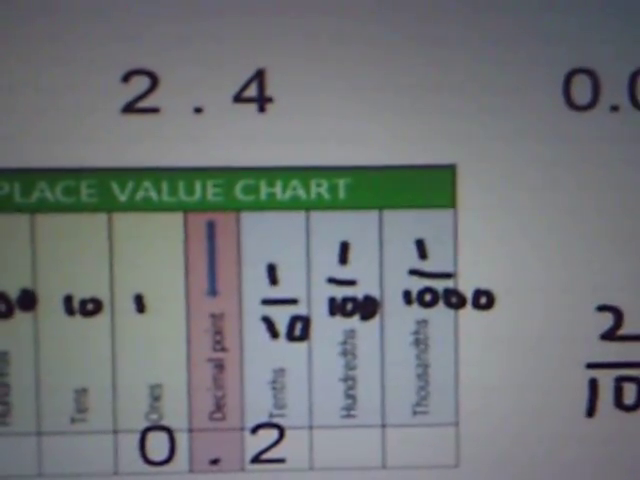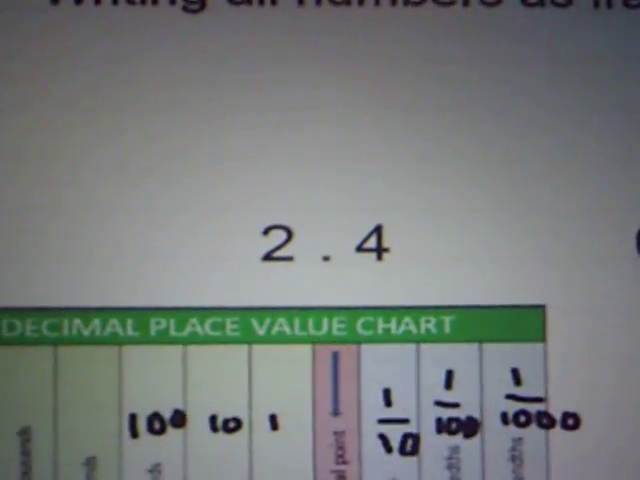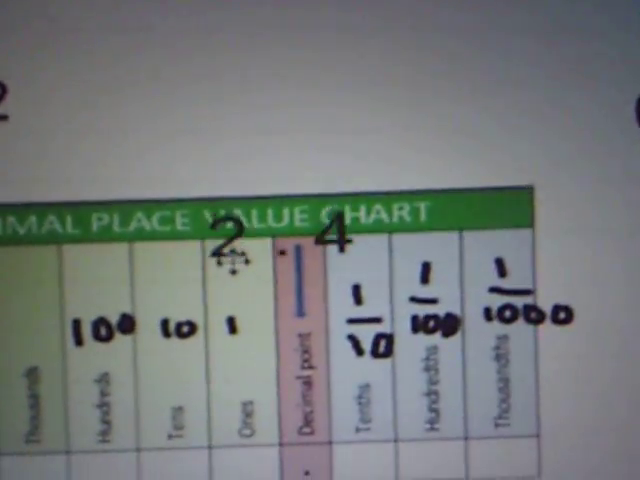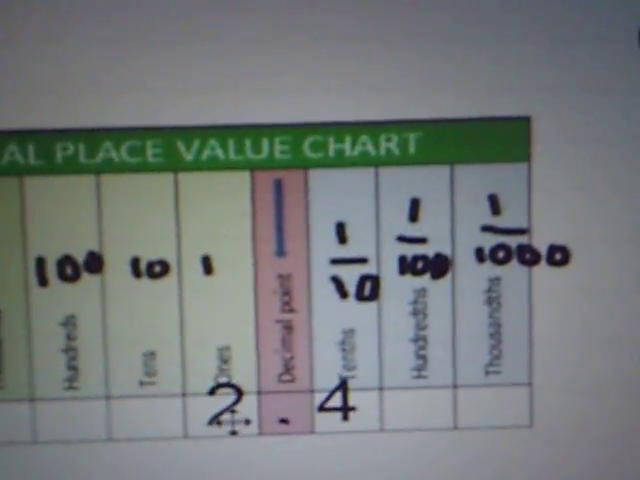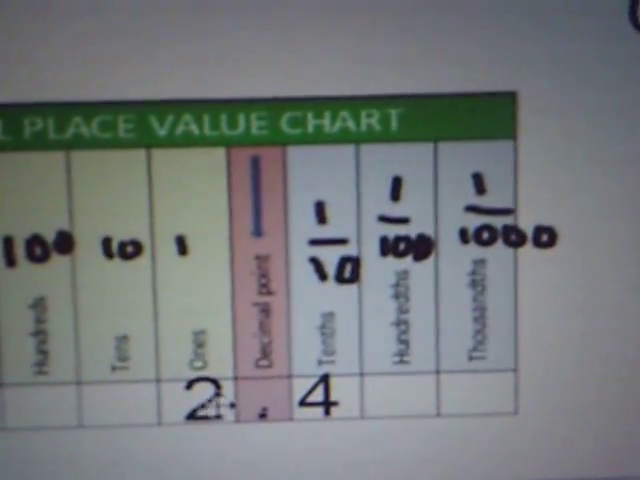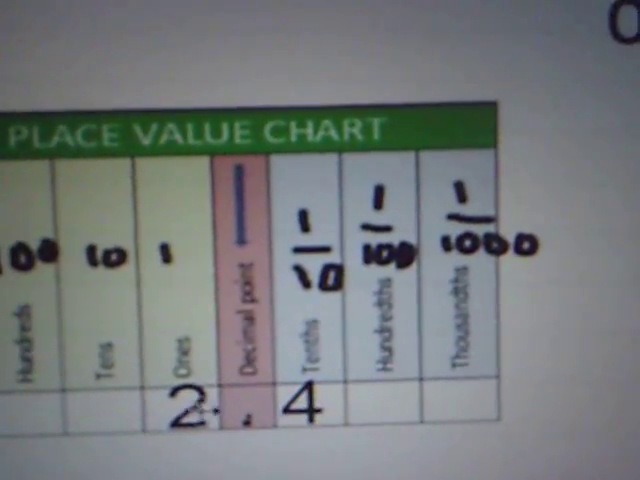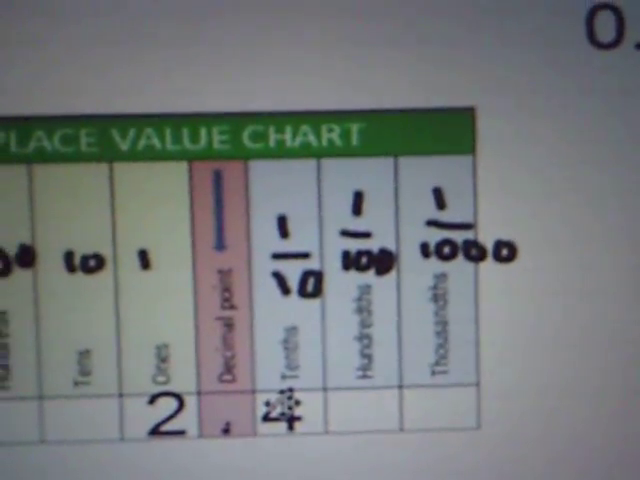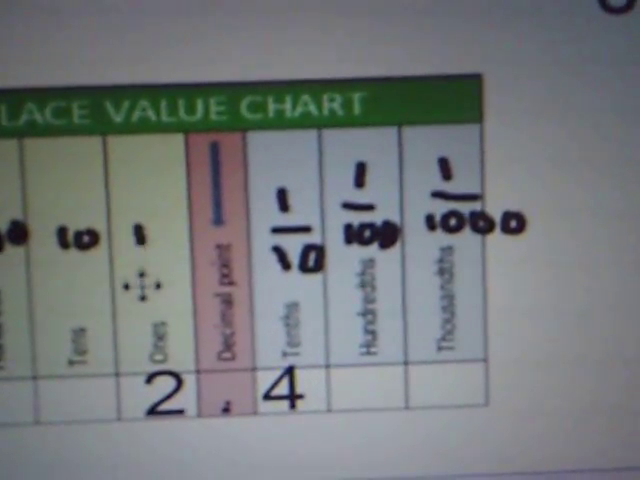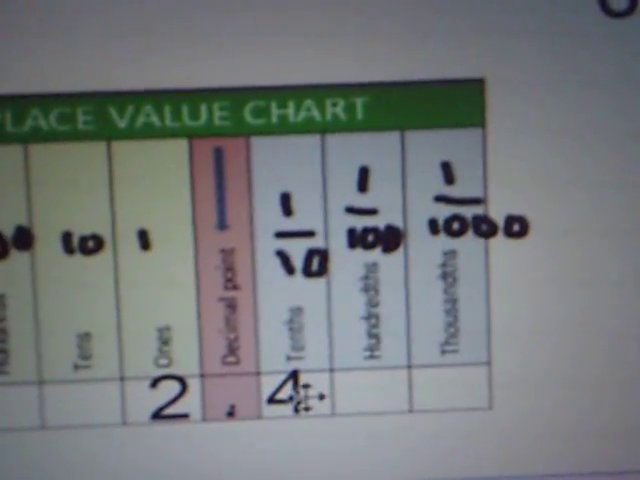Okay, let's try another one. Let's look at 2.4. Simply align the decimal to the place value chart and make sure all the numbers fall in the right spot. So if my decimal point's in the right spot and I write the numbers in order, they will also align. So here I have 2 ones, 2 whole numbers. I have my decimal point, and then this time I have 4 tenths.